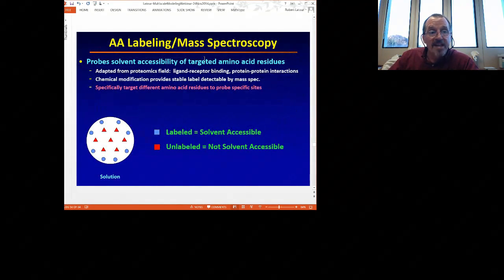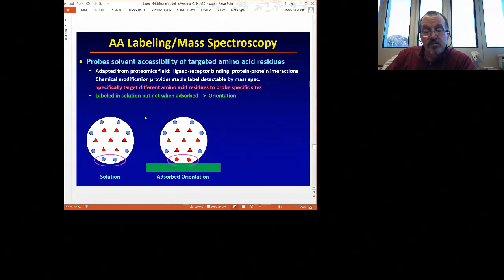And for our amino acid labeling mass spec, we borrowed this from the proteomics field, and it's based on the chemical modification of targeted amino acids, where we can apply chemical labels to the amino acid without disturbing the structure of the protein, and we can then assess how changes in adsorption change the solvent accessibility of these amino acids. So here's a diagram showing the blue as labeled amino acids. That means they're solvent accessible, and the red indicates buried amino acids that in solution don't get labeled, and mass spec lets us identify which are labeled and which are not.